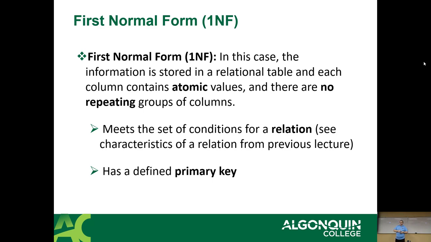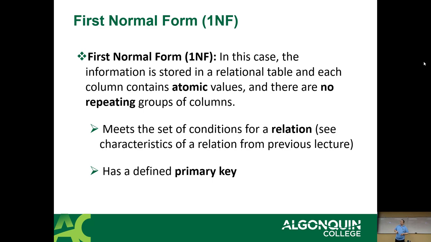And each column contains atomic values. In other words, each column contains a single value. By atomic value, that means if the column is about a person's first name, it only has a person's first name. If it has an email address, it contains one and only one email address. That's what atomic means. In other words, that piece cannot be broken down into smaller pieces, reasonably speaking.